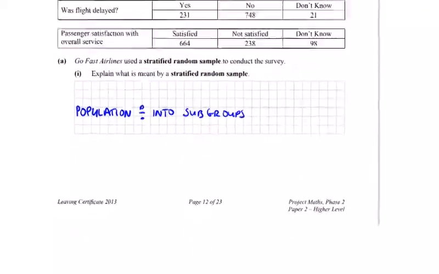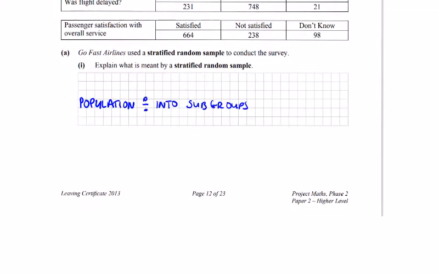And then question A, part 1 is Go Fast Airlines used a stratified random sample to conduct the survey. Explain what is meant by stratified random sample. So a stratified random sample is where a population is divided into subgroups, and these subgroups are called strata, which is where the word comes from. And each of these strata have something in common. It could be income or education and attainment.